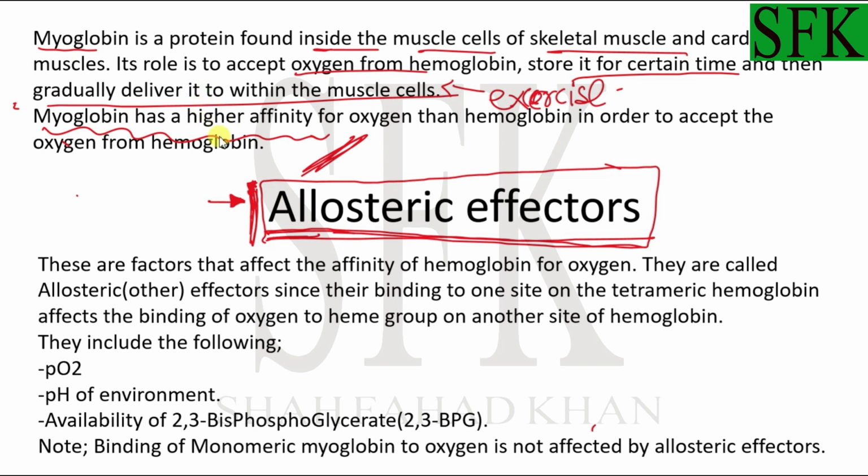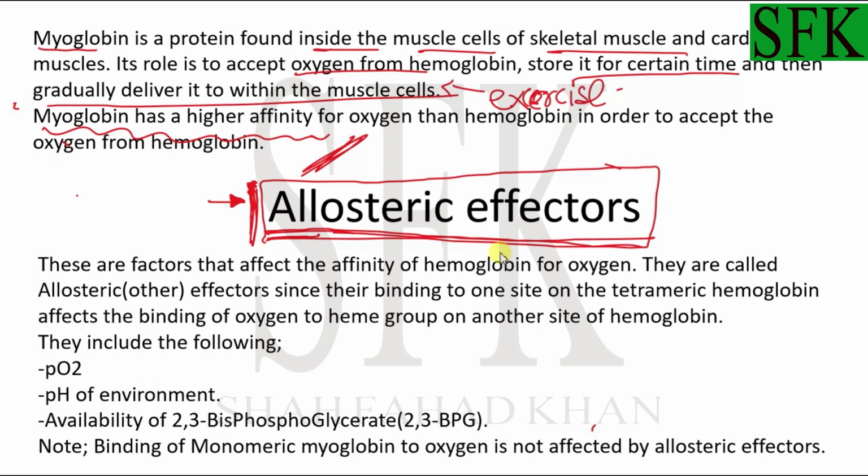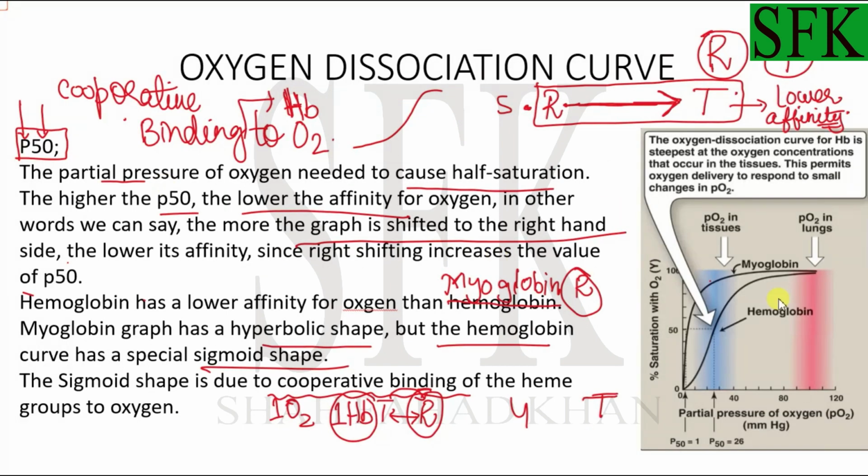Alright guys, so welcome back. In this lecture we're going to talk about allosteric effectors. In the previous lecture we talked about the oxygen dissociation curve, and now in this lecture we're going to talk about the effectors, the factors that affect the shifting of this oxygen dissociation curve of hemoglobin.